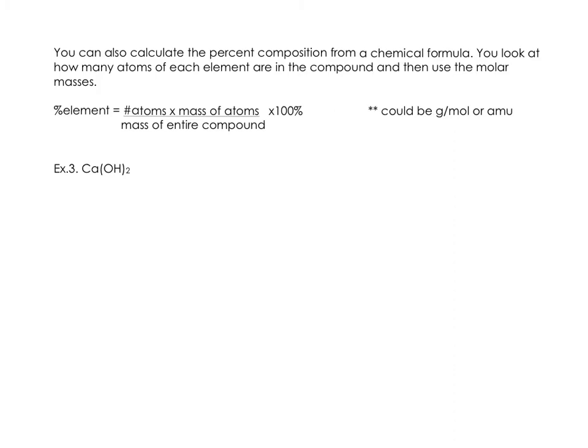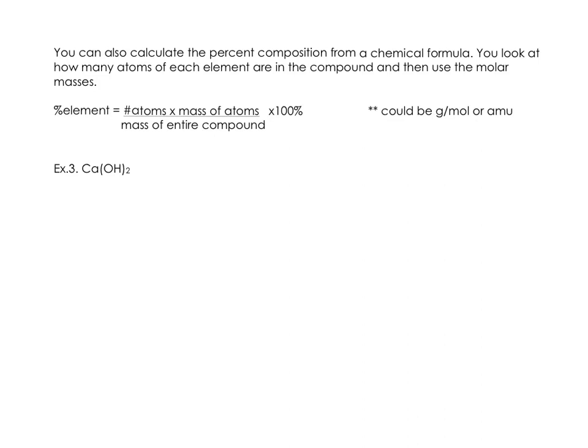Sometimes you're not given grams, but you're asked to find the percent composition of a compound. And you can do this by using the chemical formula and the number of atoms of each element in the compound and the mass of those elements in the compound. Now, you could use grams per mole, you could use molar mass, or you can use atomic mass units. You'll get the same percent. Just make sure you're consistent with your units.